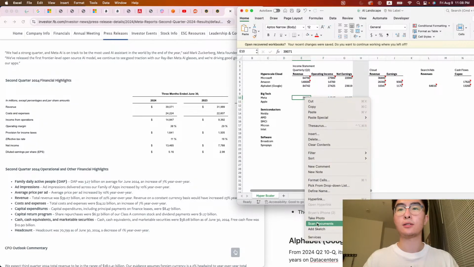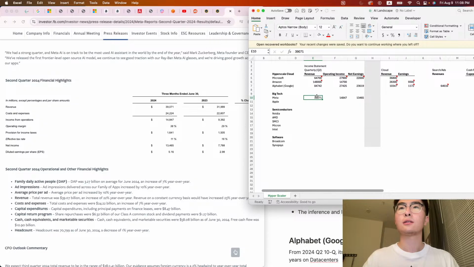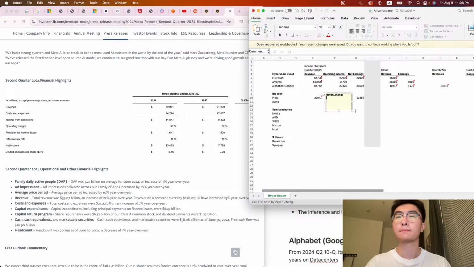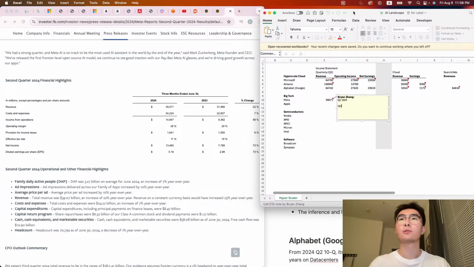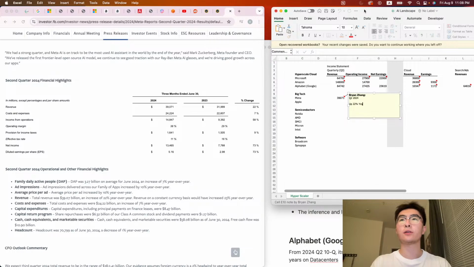Let me note. Okay. Q2 2024. So up 22% year over year from 31,999. Let's call it 32 billion. That's pretty much it. Okay.